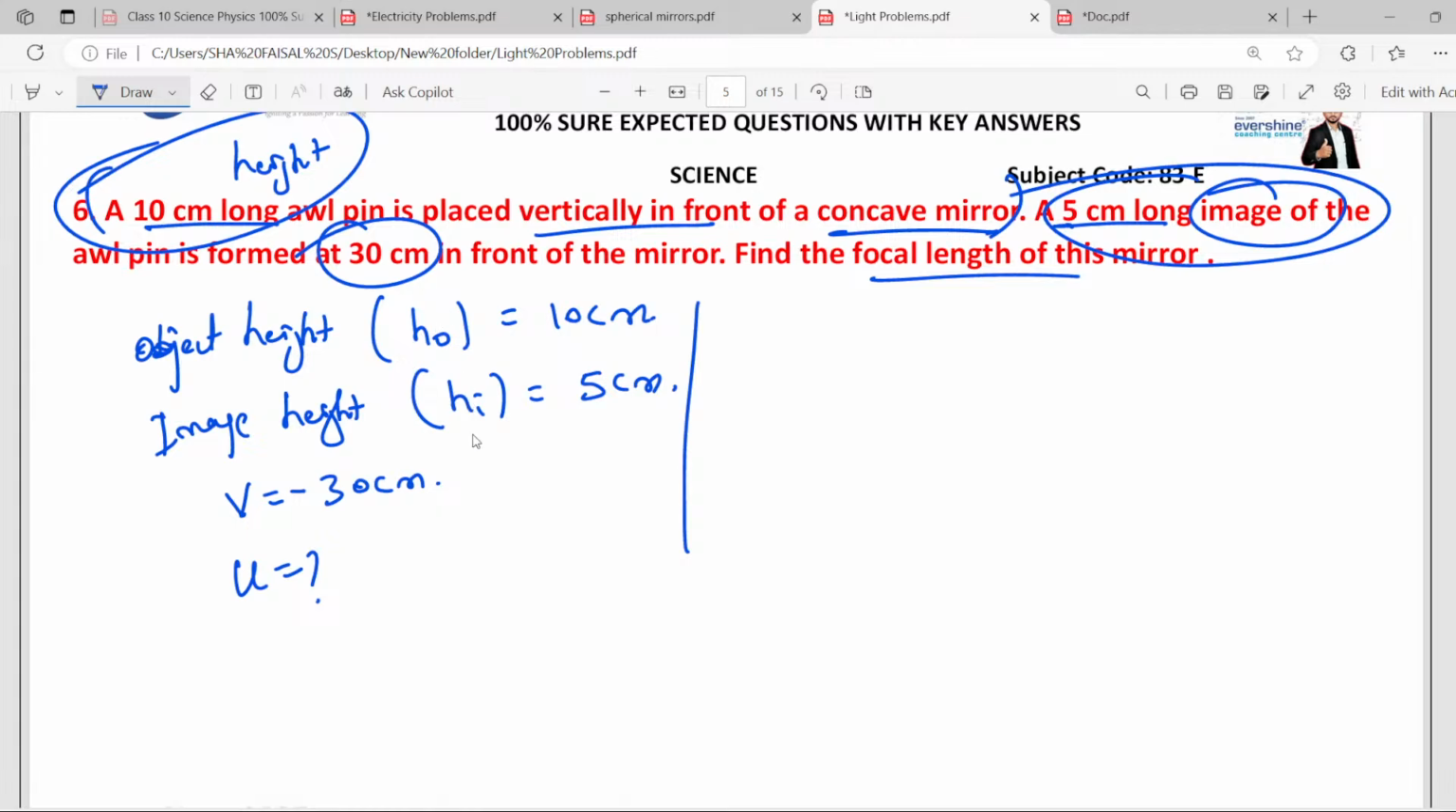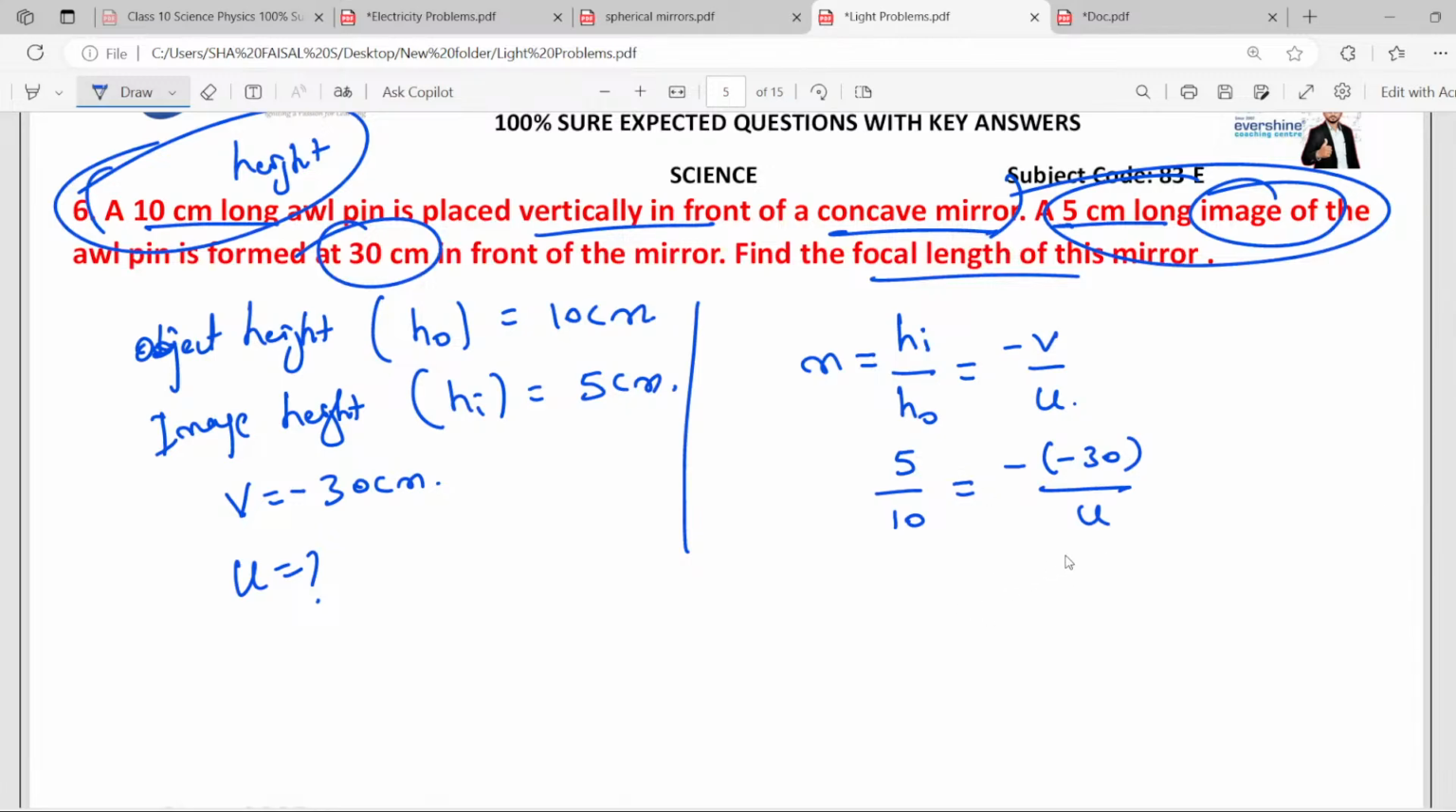Since they have given height criteria, इधर height देकर है, focal length नहीं है, तो हमारे को क्या करना है? मैग्निफिकेशन का फॉर्मूला यूज करना है. So what is magnification? M is equal to hi by h naught, that is equal to minus v by u. So this is the magnification formula. Magnification is hi by h naught is equal to minus v by u. So what is the height of the image they have given? 5 centimeter. Height of the object 10 centimeter, minus v value here, minus 30 by u.